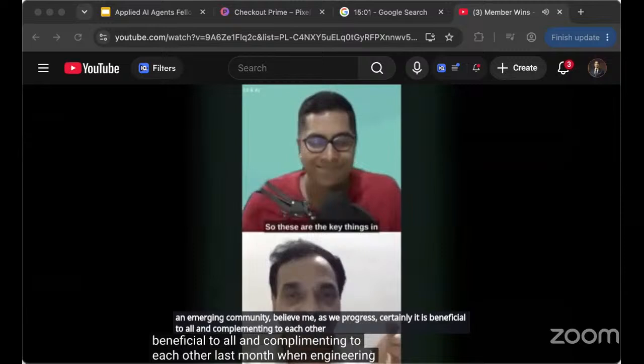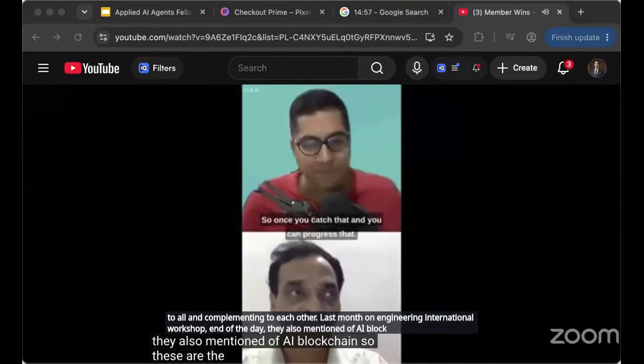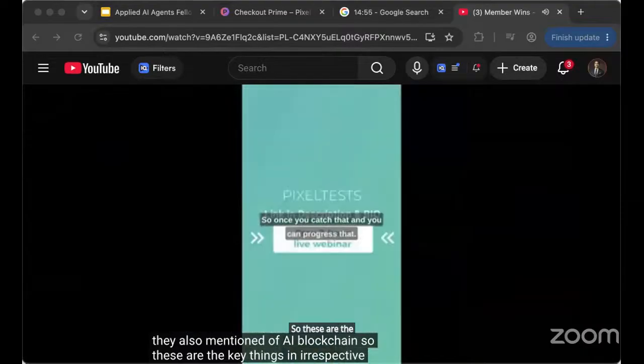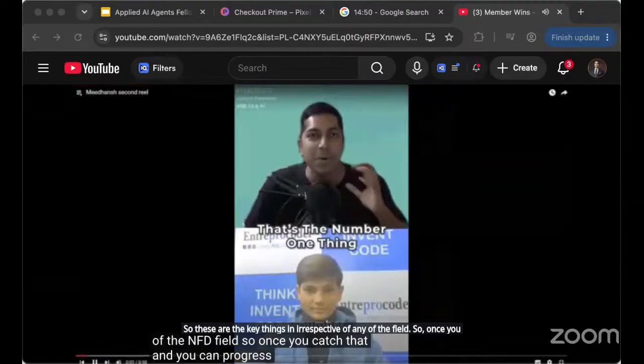Last month at an engineering international workshop, at the end of the day, they also mentioned AI and blockchain. So these are the key things irrespective of any field. So once you catch that, you can progress.